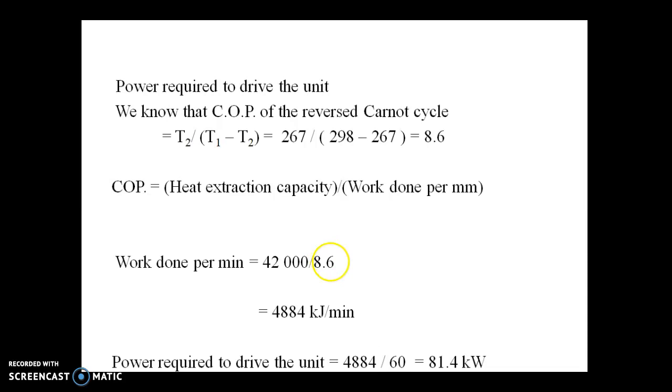So power required to drive the unit in terms of what? So we convert kilojoule per minute into kilojoule per second. So we divide the value by 60. The power required to drive the unit is 81.4 kilowatt.